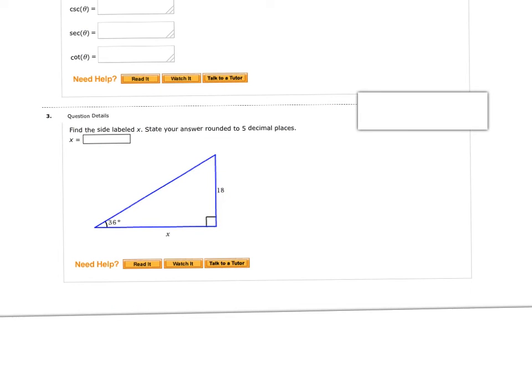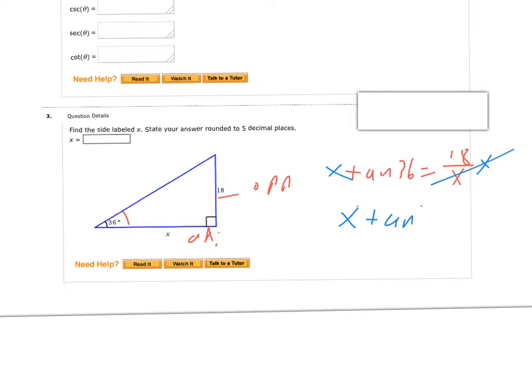All right, next up here, we want to find the side labeled x. So it looks like we have 36 here, and this is the opposite side, and that's the adjacent side. So I'm kind of thinking about opposite and adjacent, I'm going to use tan. So we're going to say tan 36 equals 18 over x. Now we need to multiply the x over to the other side. And so I get x times tan 36 equals 18. So I'm going to divide both sides by tan 36.